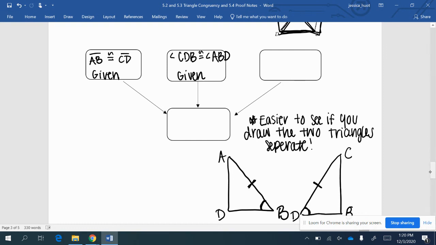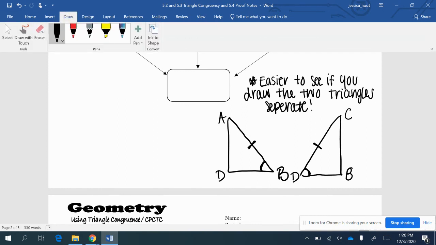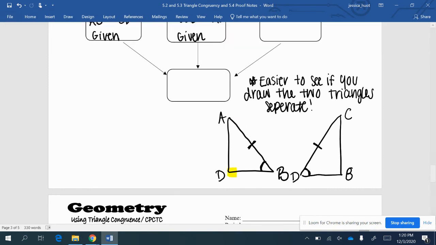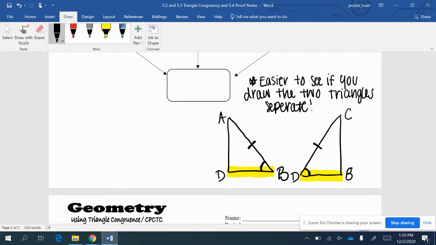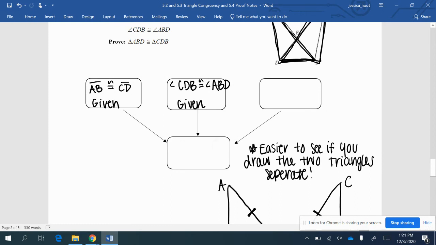All right, so I need another piece of information to prove these triangles congruent. One thing that I see is if you look here, DB occurs in that triangle, DB occurs in that triangle. Since they are the same segment, that is the reflexive property. So segment DB is congruent to segment DB by the reflexive property.